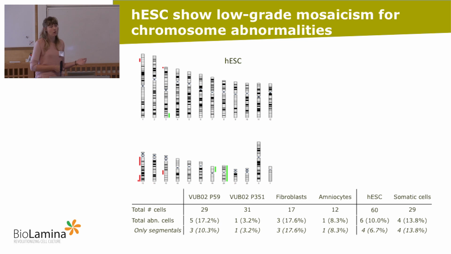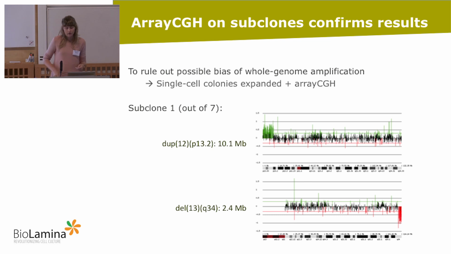and then we expanded the clones and did array CGH. Basically with the high resolution array CGH, this one, with the idea that if there was an abnormality in the mother cell, it would then be present as well in the whole culture that we created, maybe next to all the other low-grade mosaicism events, but basically an abnormality that was in the mother cell should be present in the clonal line. And in 1 out of 7 of these clones, we found terminal gains and losses.